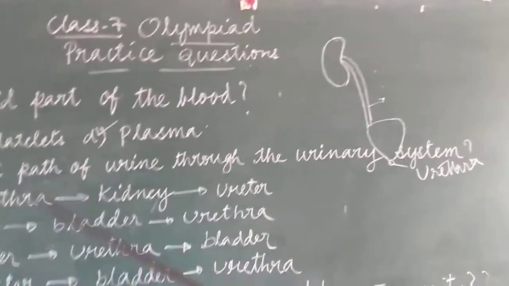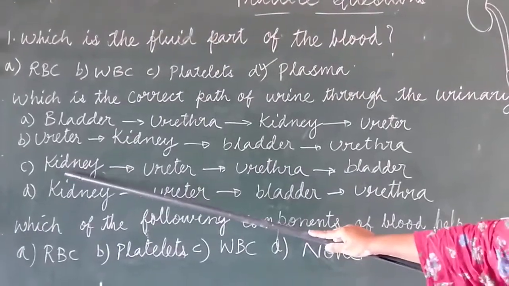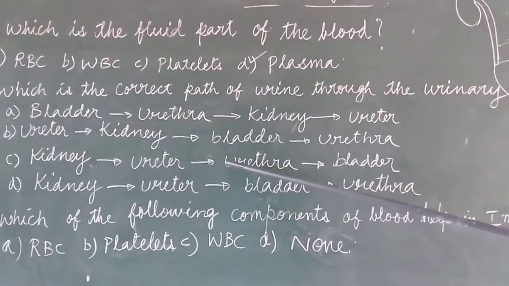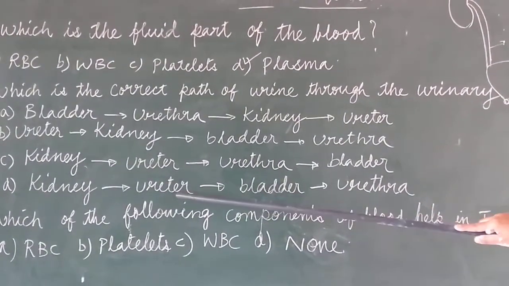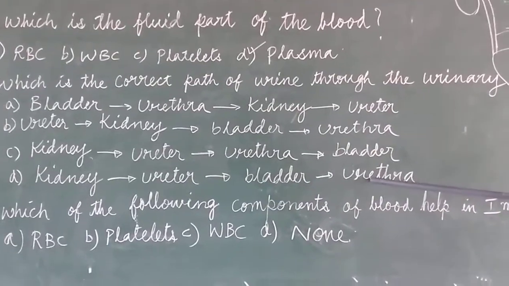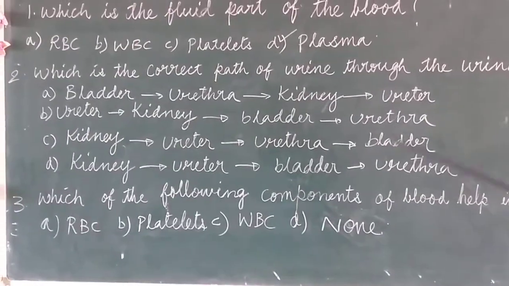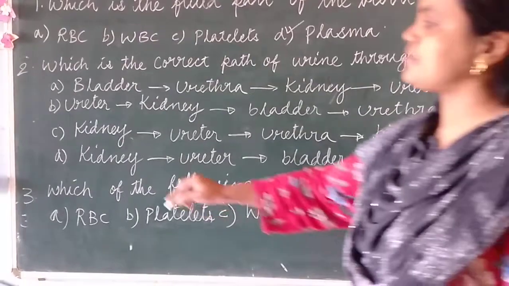So the correct sequence is this one: kidney, ureters, bladder, and then urethra, children. Okay, so this is the correct option. D is the correct option.